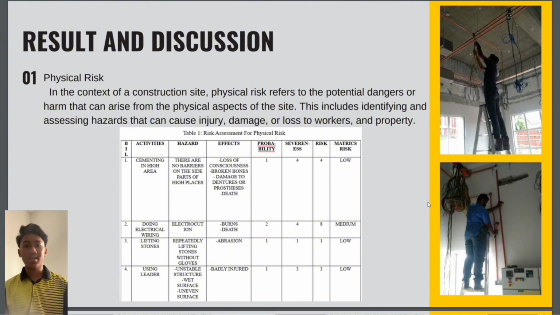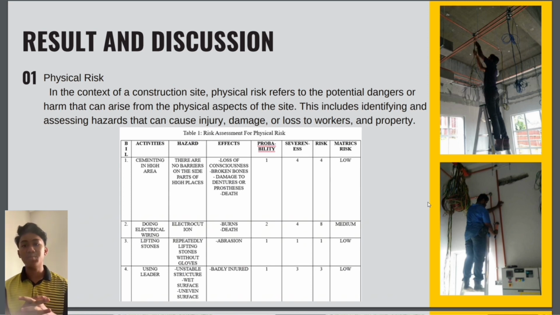In the context of a construction site, physical risk refers to the potential danger or harm that can arise from a physical aspect of the site. This includes identifying and assessing hazards that can cause injury, damage, or loss to workers and the property. So based on the table, we found four activities that can be put in the physical risk.